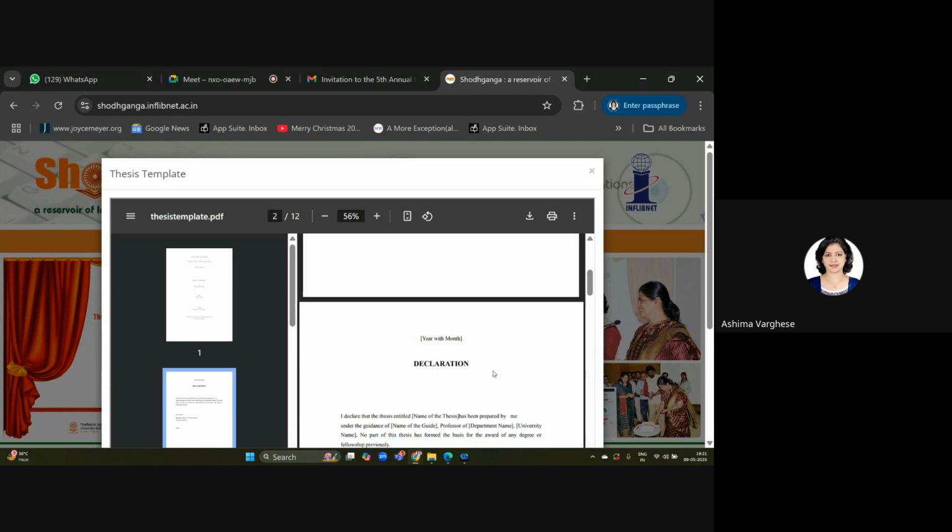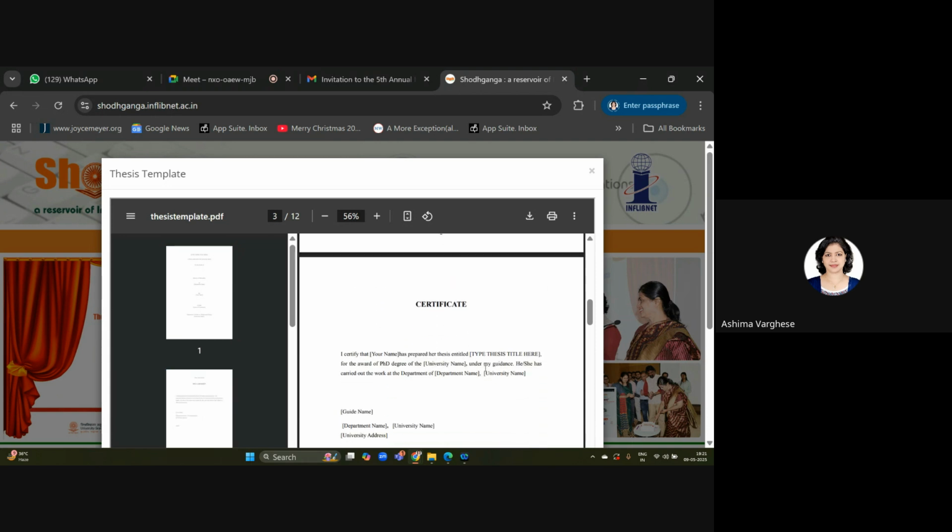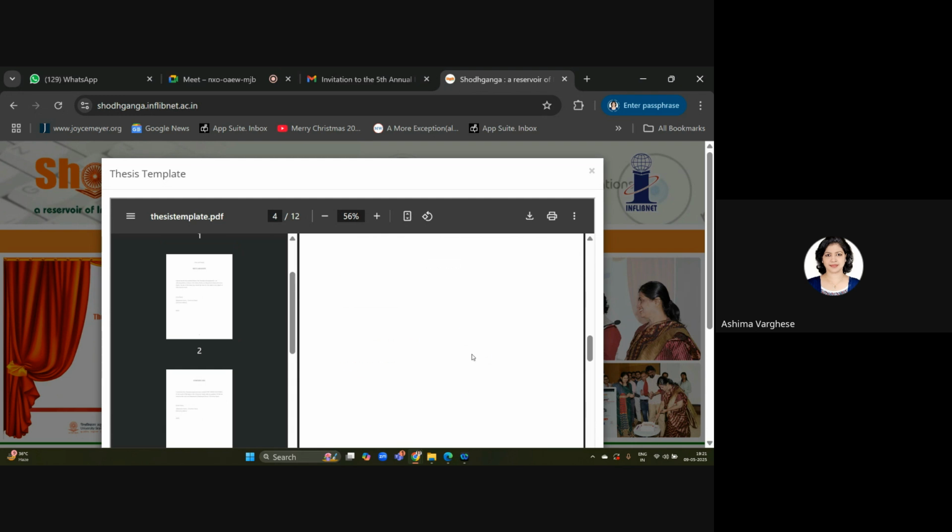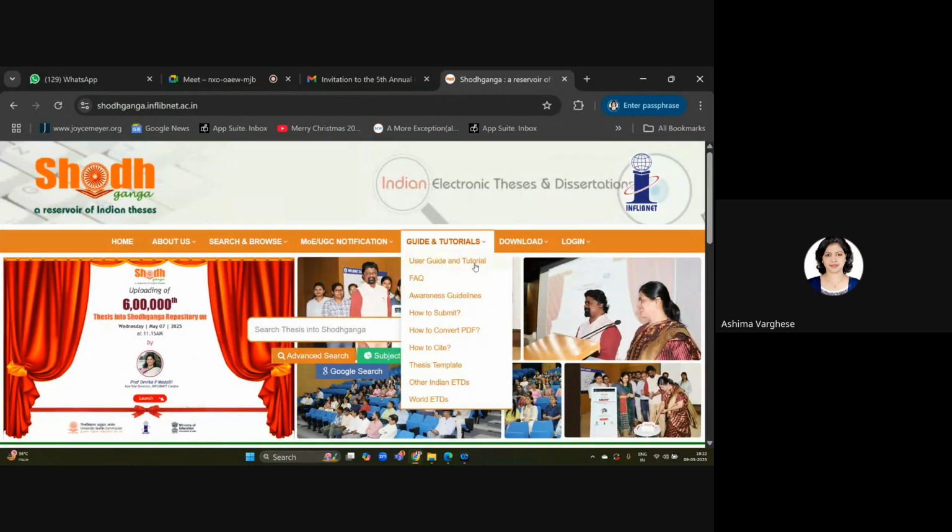So this is the declaration statement. See, I have already told you regarding the certificate, regarding the abstract or summary, the preface and table of contents. There are 12. A list of figures also, list of illustrations, appendices, and the chapterization. You can download the template from here if you want to, but I would suggest you go to your university or your PhD cell guidelines, so that you can have their particular template.